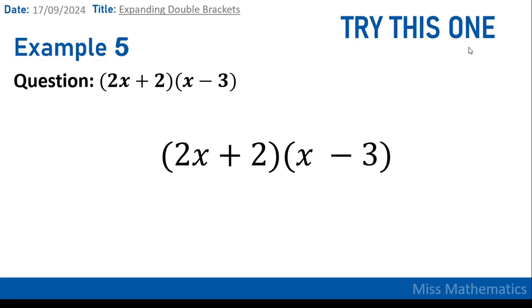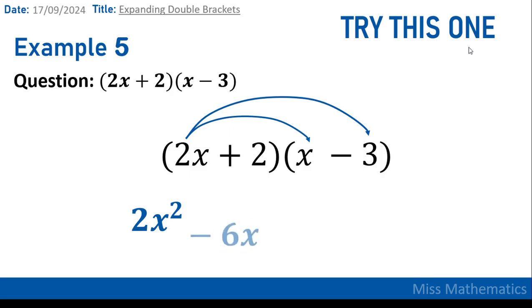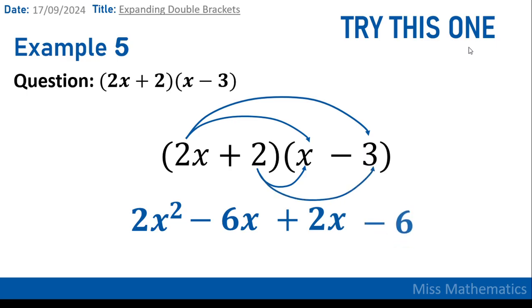So we follow the same method. First we do 2x times x, which is 2x squared, then 2x times minus 3, which is minus 6x, then we can do 2 times x, which is 2x, and 2 times minus 3, which is minus 6. Again, we can collect the like terms, so minus 6x plus 2x is negative 4x, so 2x squared minus 4x minus 6. Keep the minuses in.